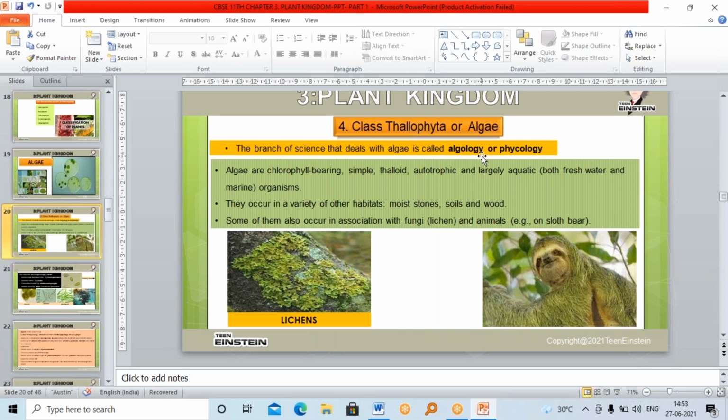Next, we are moving to the classification system of plant kingdom. So plant kingdom is classified into Thallophyta, Bryophyta, Pteridophyta, Gymnosperms and Angiosperms. First is algae or Thallophyta.